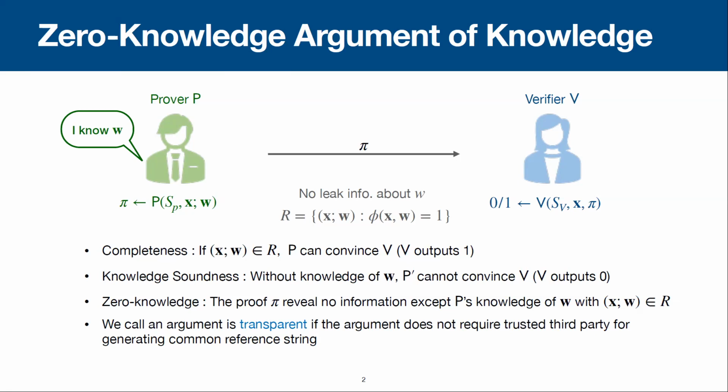If the instance and witness belong to the relation, the prover can convince the verifier. And without knowledge of the witness, a cheating prover cannot convince the verifier. And for zero-knowledge, the proof reveals no information except the prover's knowledge of a witness which belongs to the relation. And we call an argument transparent if it does not require a trusted third party for generating the common reference string, CRS.